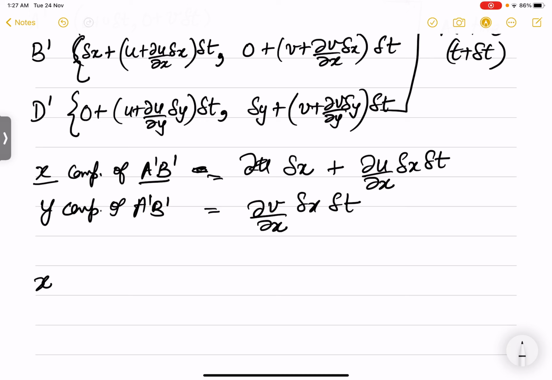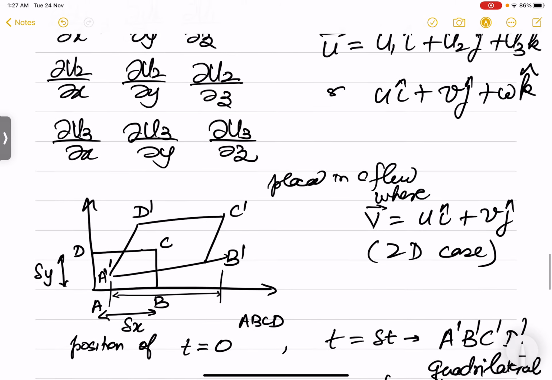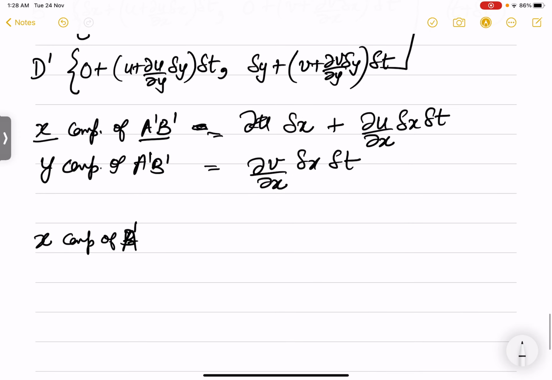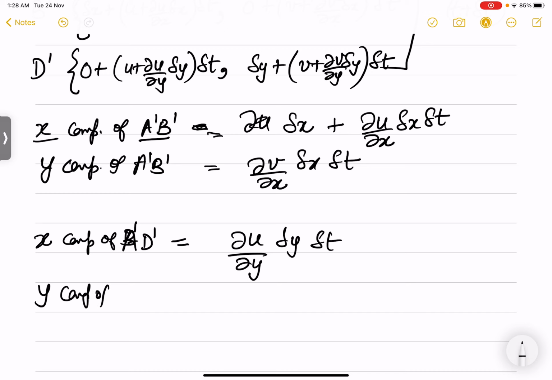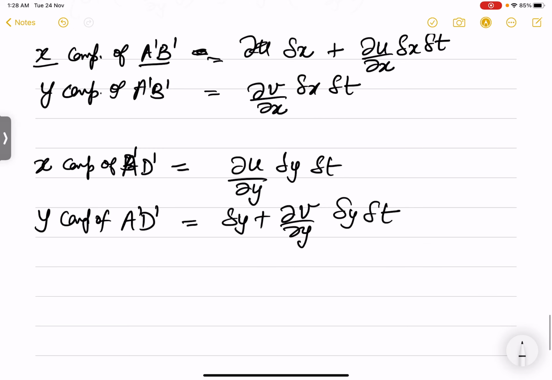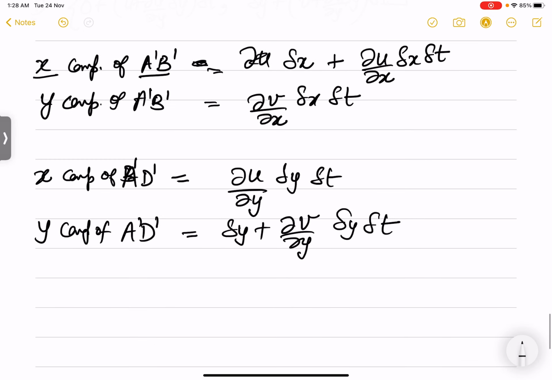Similarly, I can write the x component of A prime D prime, which will be equal to partial u by partial y delta y delta t, and the y component of A prime D prime will be equal to delta y plus partial v by partial y delta y delta t. So these are all the dimensions which we have done.